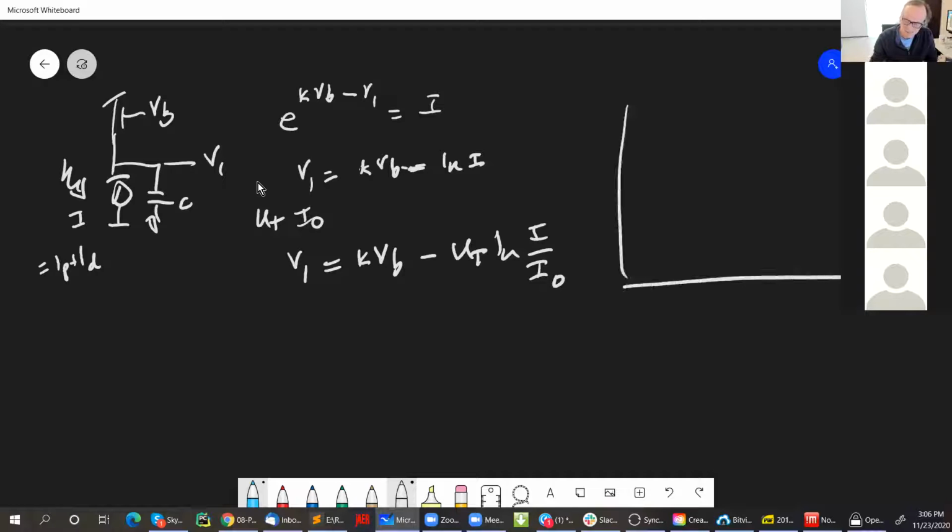So let's plot now the log of the photocurrent IP on this axis and V1 on this axis. So what does that look like? Well, when it's bright, it's obviously going to go down with the slope of minus UT, right? But what happens when it gets dark? When it gets really dark, the photocurrent goes away, but what's left is the dark current. So you'd expect it to kind of flatten out. Simple, right?